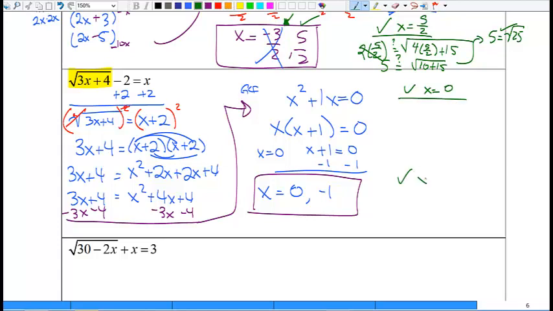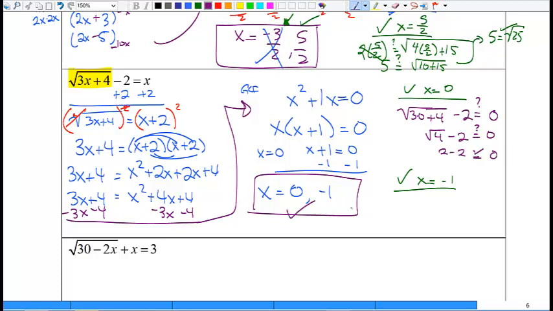So I'm going to check x is equal to 0 first, and then I'll go and check x equals negative 1. So for the 0, I have 3 times 0 plus 4, take the square root of that, minus 2 is supposedly equal to 0. Okay, so the square root of 4 minus 2 is that 0. Well, 2 minus 2, yep, that's 0. It certainly is, so 0 works.